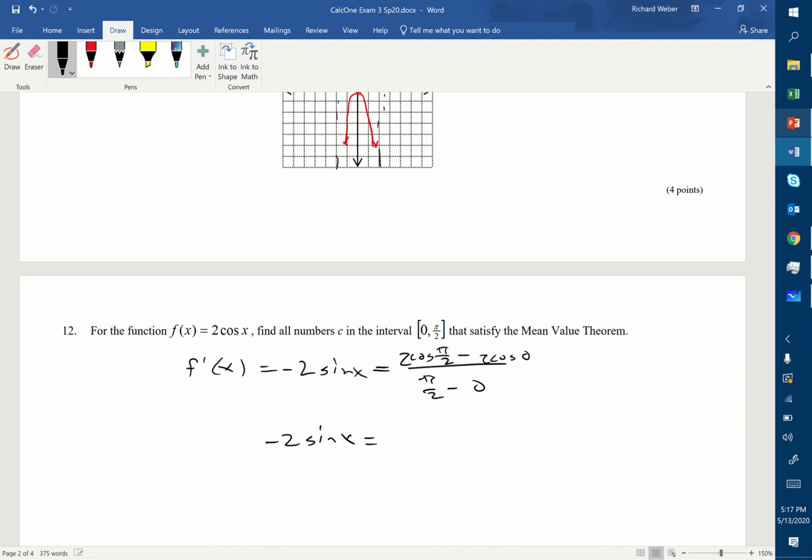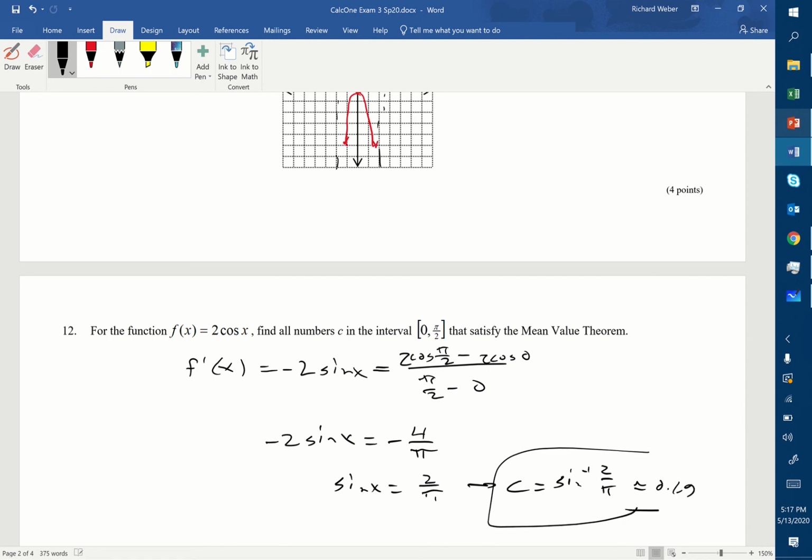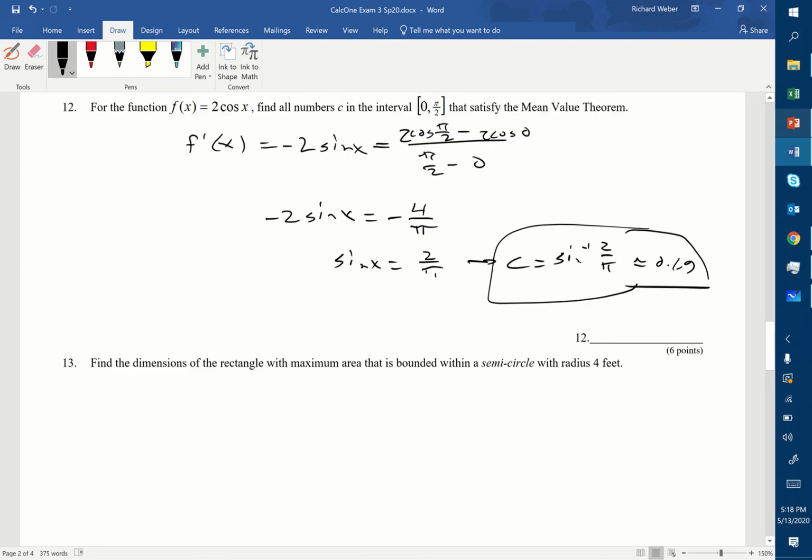And when you clean that all up, let's see what I got. You end up with, where am I? 2 over pi. No. A negative 4 over pi. So sine x is positive 2 over pi. So the answer is C, if you will, replacing, is sine inverse of 2 over pi, whatever that is. And if you compute it, actually it's approximately 0.69, okay, which fits snugly into that interval.